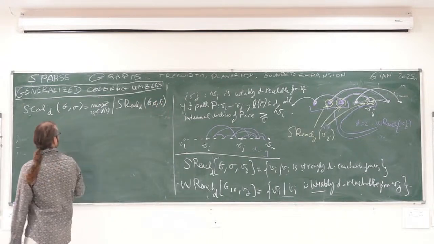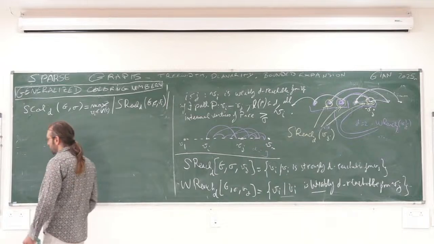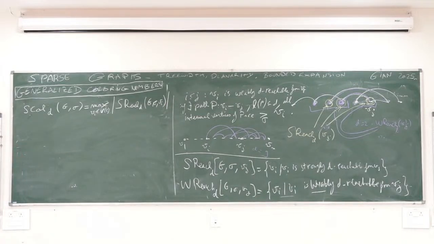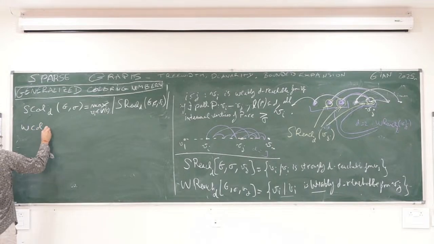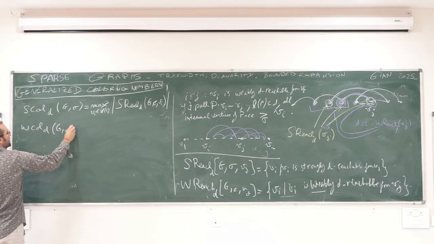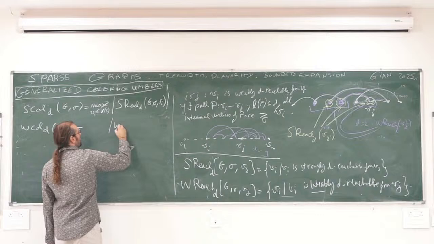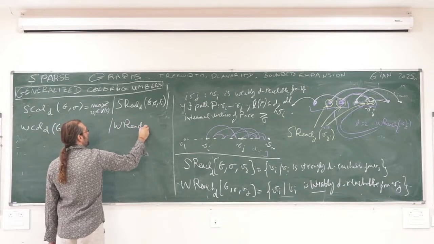And similarly, it's like the degeneracy, right? I want to minimize, but I have to count the maximum. That's the worst case. I take the maximum number of reachable vertices. And for the weak coloring number, same thing with weak reachability.